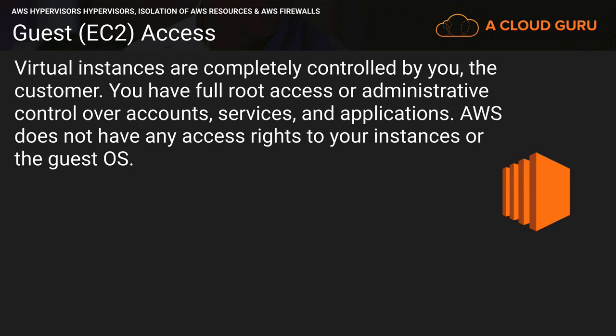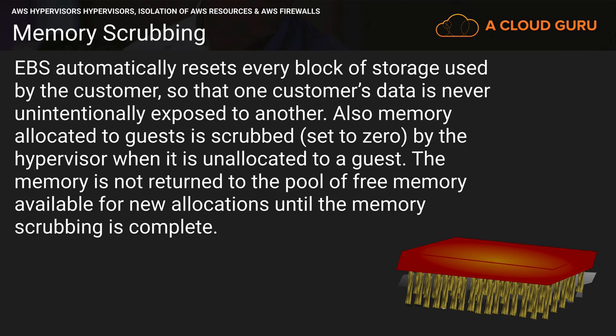In terms of the guest operating system access, well, we all know that that's our responsibility. So virtual instances are completely controlled by us, the customer. We have root level access, and we basically connect in using our key pairs. With Linux instances, we're using SSH. With Windows instances, we're using RDP. AWS does not have any access rights to our guest operating systems inside EC2.